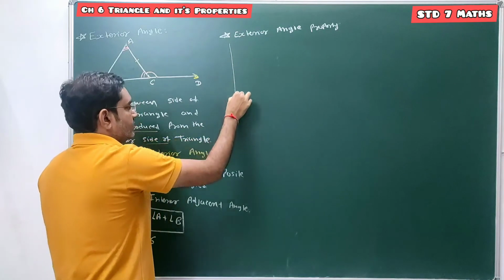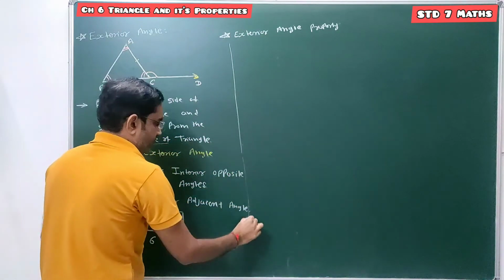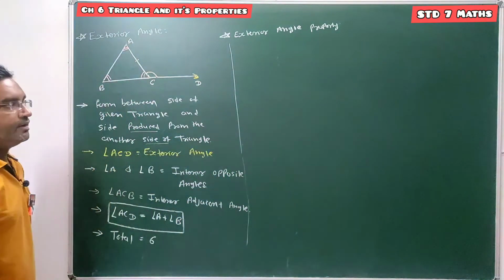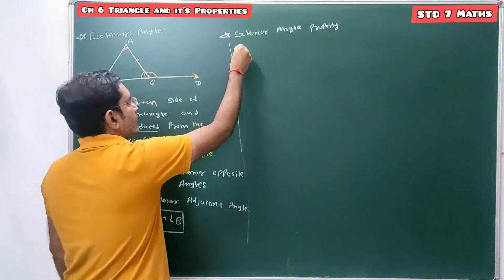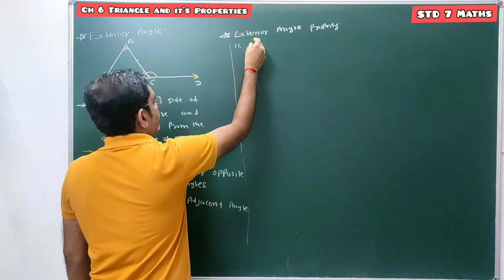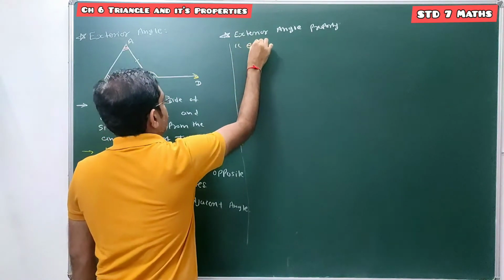it will be asked in your exam as a theorem. State and prove the exterior angle property of the triangle. So first you have to write down the statement. So the statement is: exterior angle of a triangle.